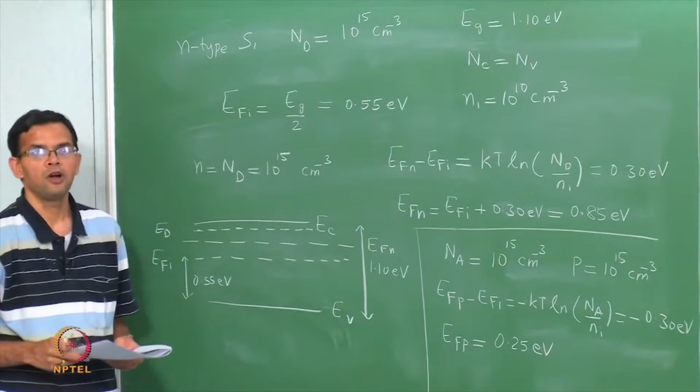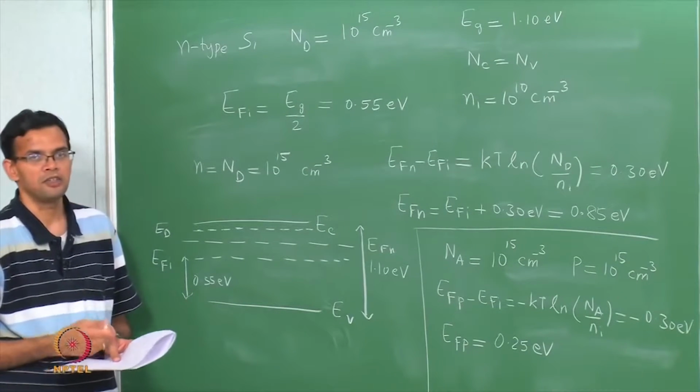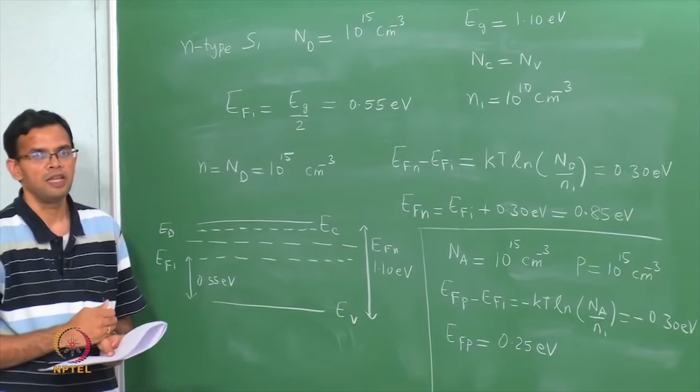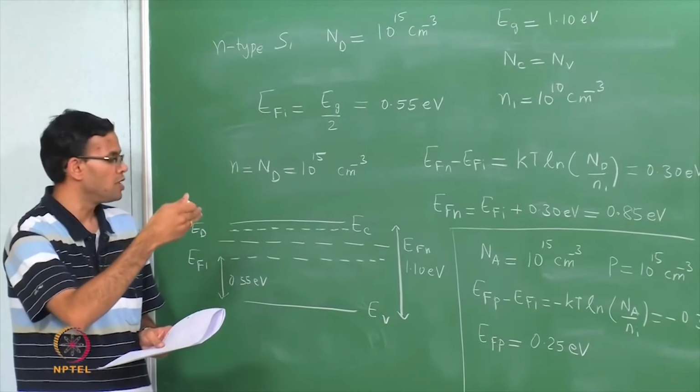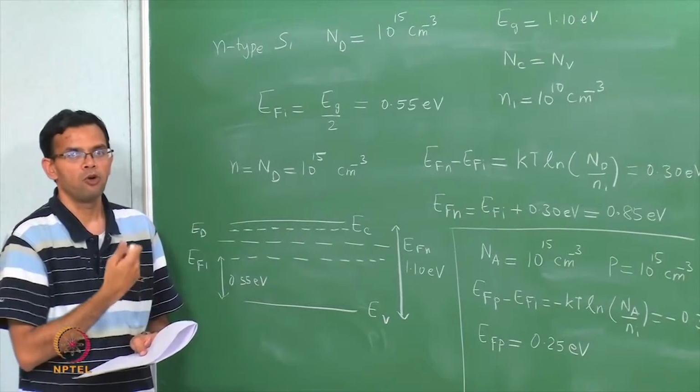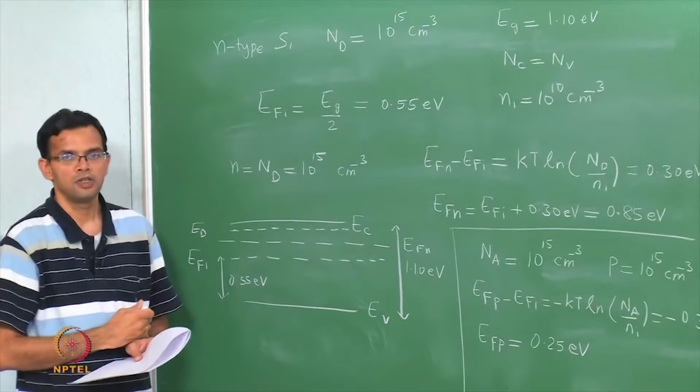So, depending upon the type of extrinsic semiconductor you have, you can either have the Fermi level shift up. If you have more electrons, it shifts up towards the conduction band. If you have more holes, it shifts below towards the valence band.